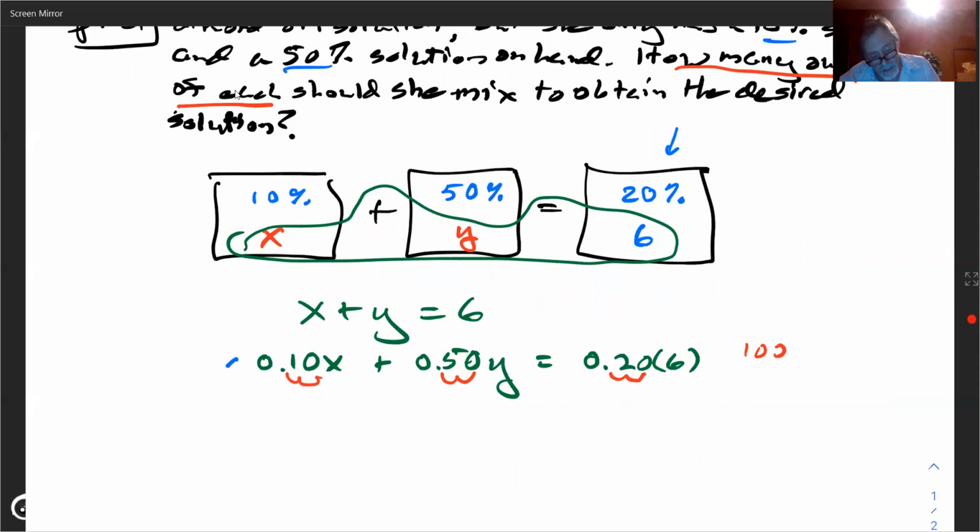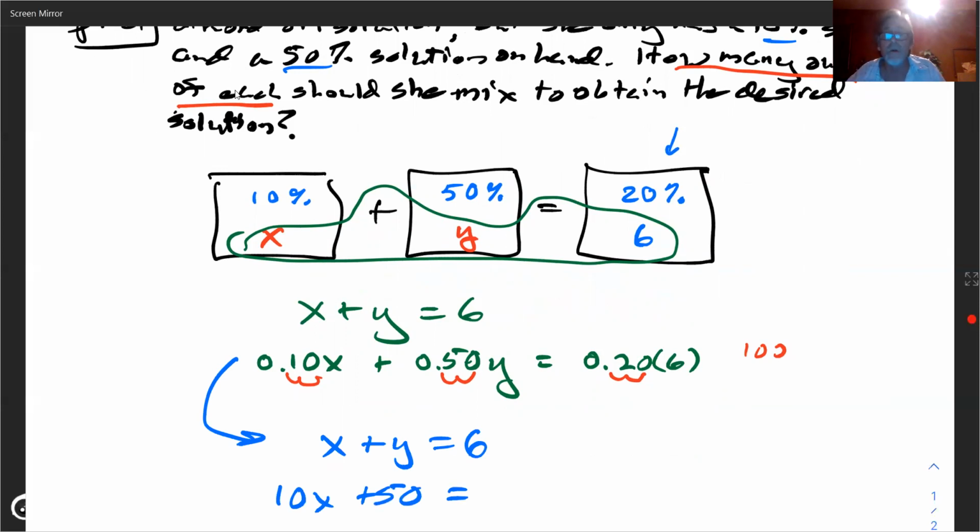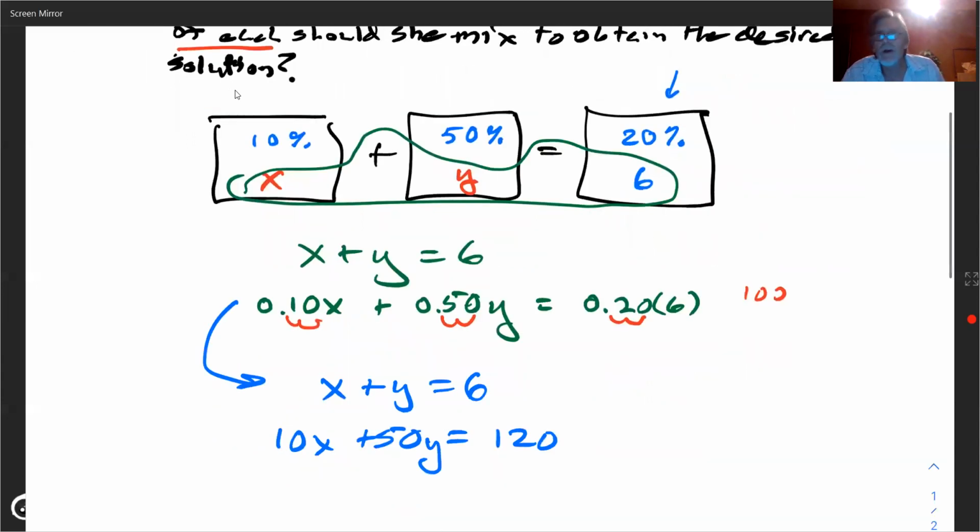Now I've got x plus y is 6. And now I'm looking at 10x plus 50y is equal to 20 times 6. Actually, I could have only hit it with a 10. Too late. It's okay. We got 20. What is that? That's 120. Oh, I forgot the y. There he is. You're good so far.